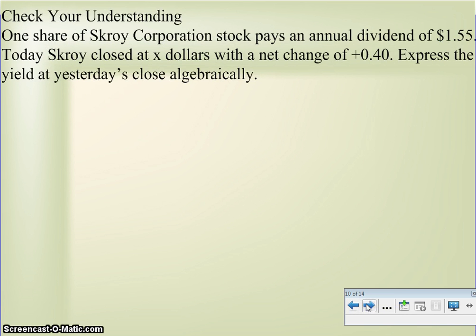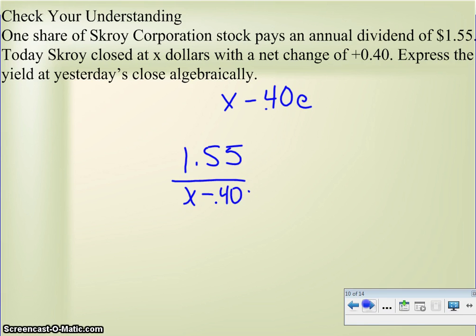Okay, go ahead and take a moment to solve this. When you're ready, come back and we'll work it together. Okay, so looking at this first, we know that it is a plus 40, so we know that difference is going to be minus 0.40. We know that the annual dividend is $1.55, so when we subtract it, it's going to be X minus the 0.40 of that closing, and all of that times 100 to convert it to a percentage.